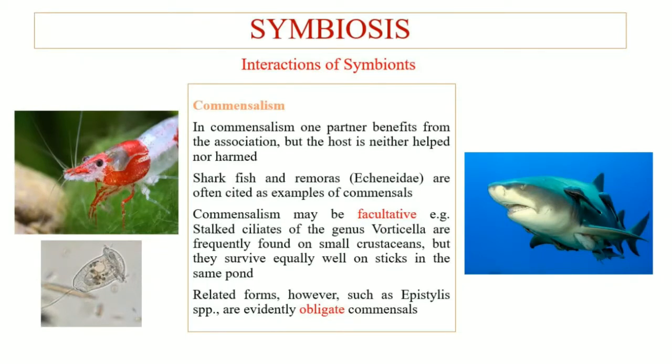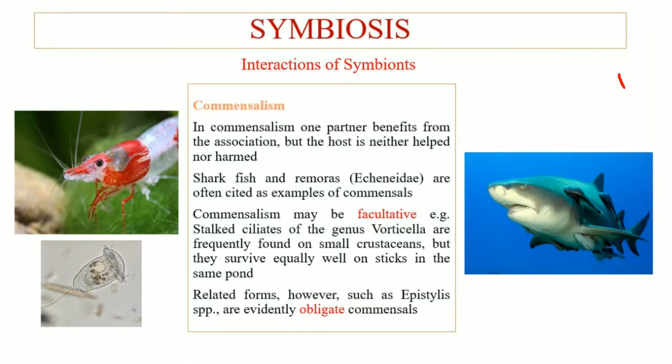So here is an example. Sharkfish and remoras are often cited as examples of commensals. Remoras are basically slender fish that have a dorsal fin, and this dorsal fin is modified for attachment to larger fish, and it is basically an adhesive organ. So remoras attach to the larger fish, for example sharks, and they feed upon the scraps of food that are wasted by the sharks.